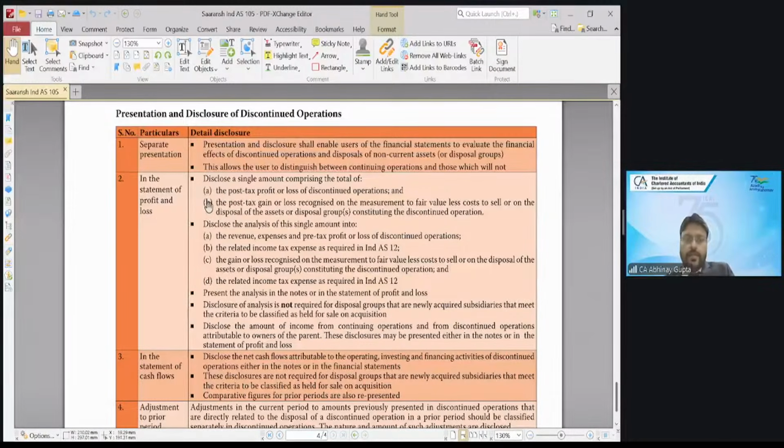Now, in the statement of profit and loss, disclose a single amount comprising the total of the post-tax profit or loss from discontinued operations and the post-tax gain or loss recognized on the measurement of the fair value less cost to sell on the disposal of the assets or disposal groups constituting the discontinued operations, right? So in the statement of profit and loss, we would be disclosing under a single line item the profit and loss which we have recognized or realized during the year from the discontinued operations.